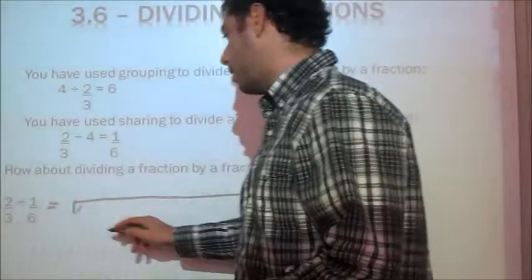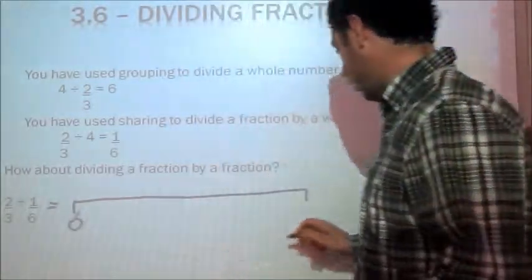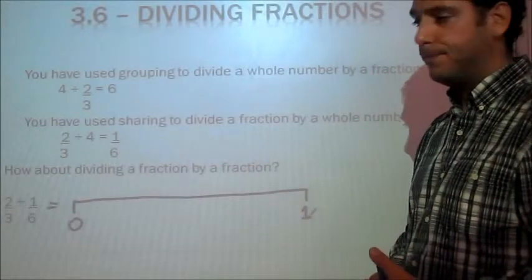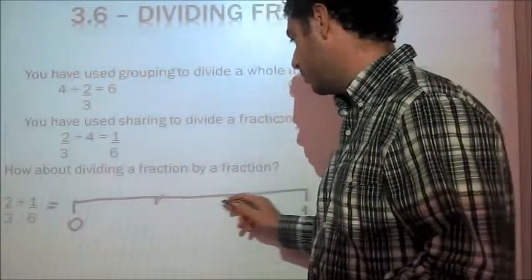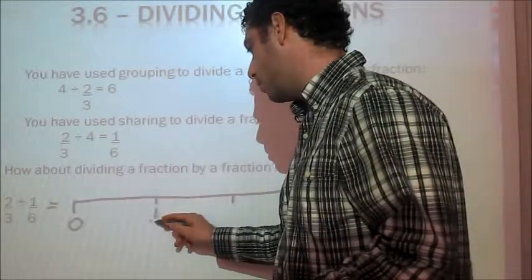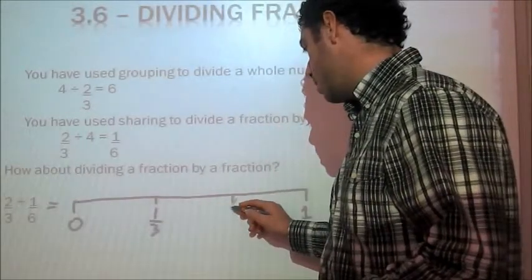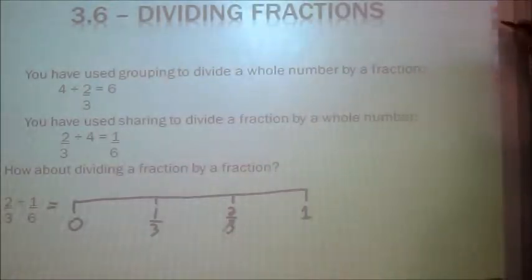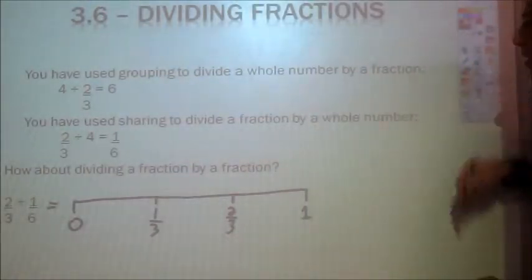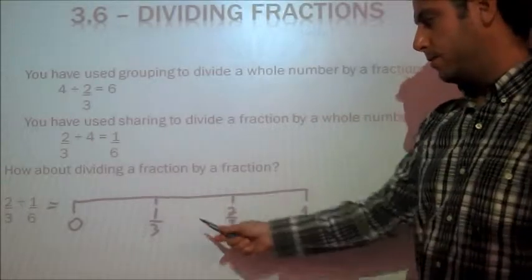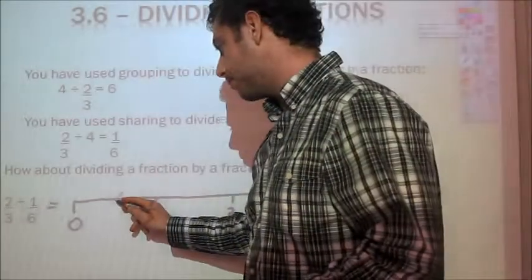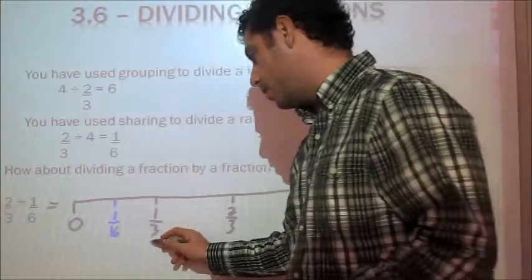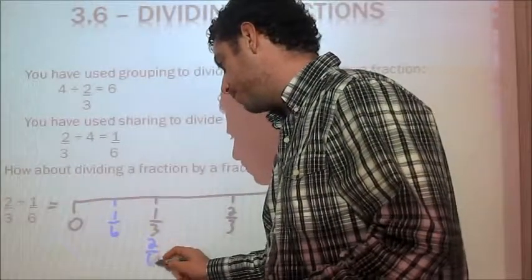This could be represented on a number line. So let's draw a number line, start at 0 always, and we will go to the number 1. And let's label the thirds now. This would be 1/3, and this would be 2/3. Now let's label the sixths on this number line. This would be 1/6. This would actually be 2/6.